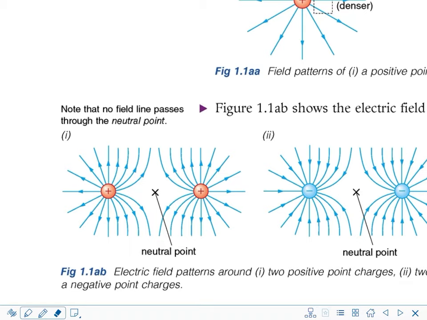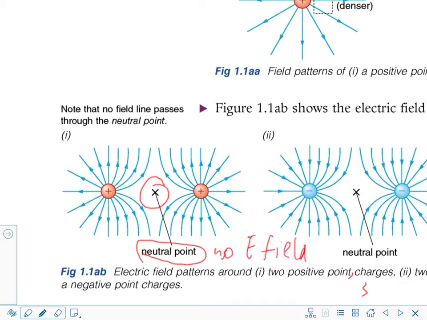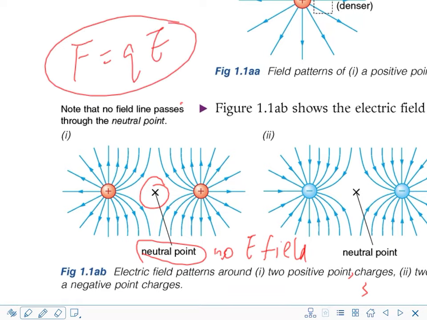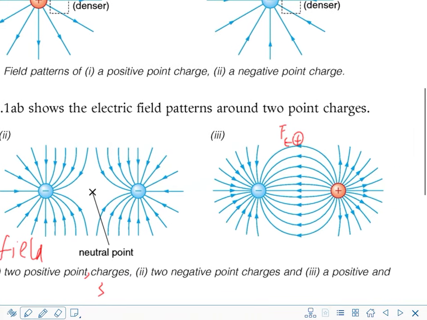Here you see two positively charged, so the electric field will be distorted, and at the center you see a neutral point. Okay, what does it mean for a neutral point? It means low E field, no electric field. If I put a small charge at the neutral point, there will be no electric force. Very easy, because no E field. Okay, with E field we can calculate the electric force.